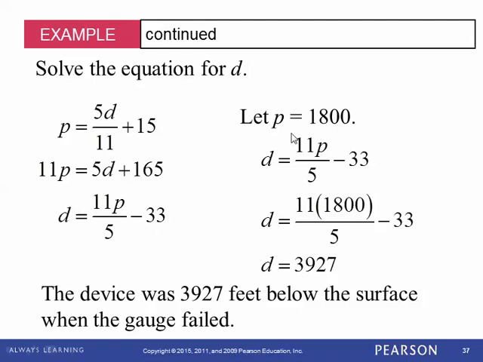All right, at this point you can write this in an Excel spreadsheet if you like, right? And you can plug in numbers all you like, because now you're just number crunching as opposed to solving an algebraic formula. So 1800 psi gives you a depth of 3,927 feet below surface level.